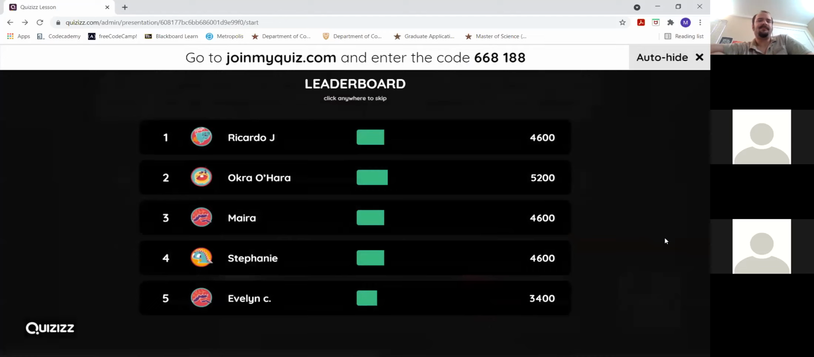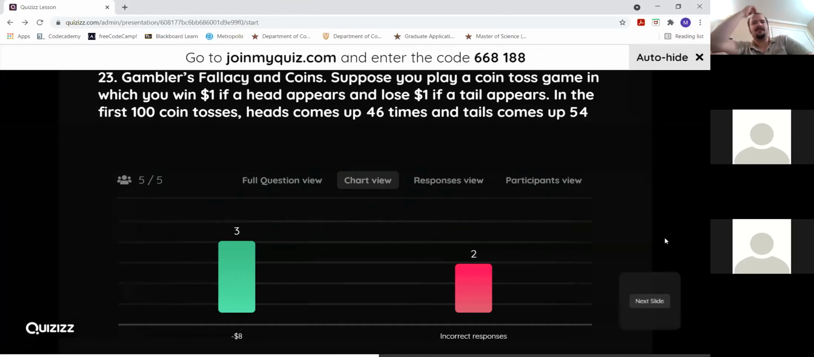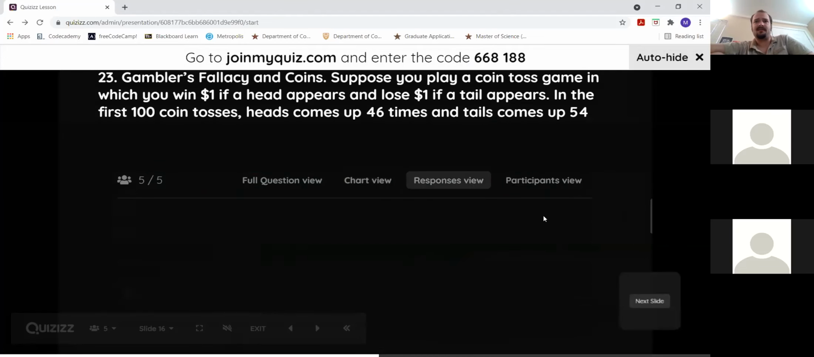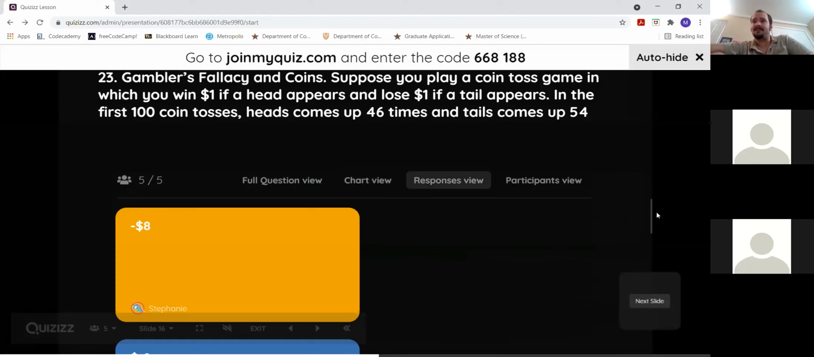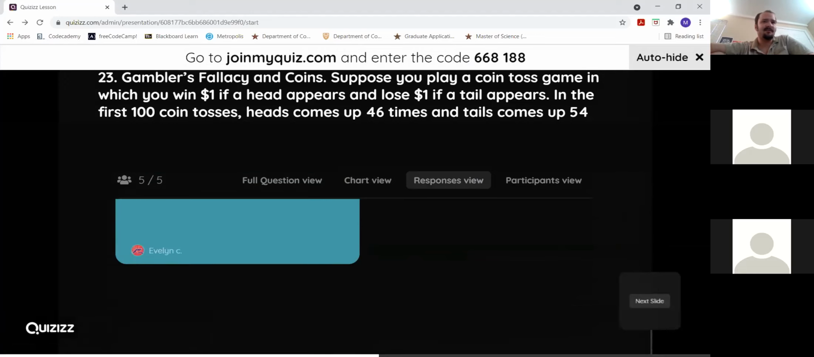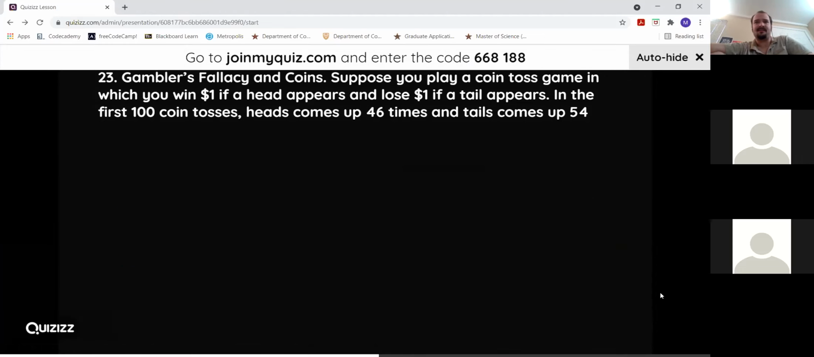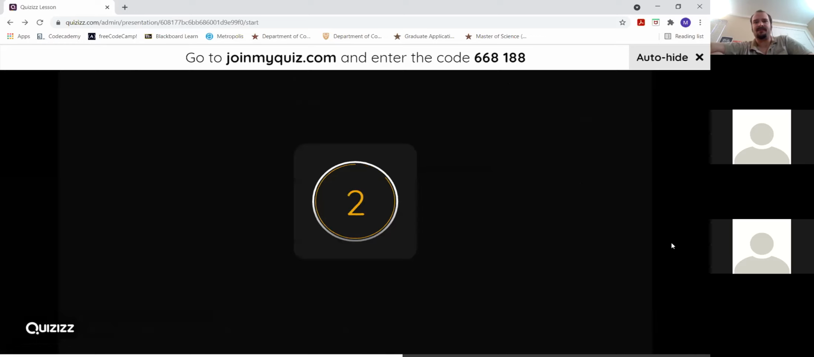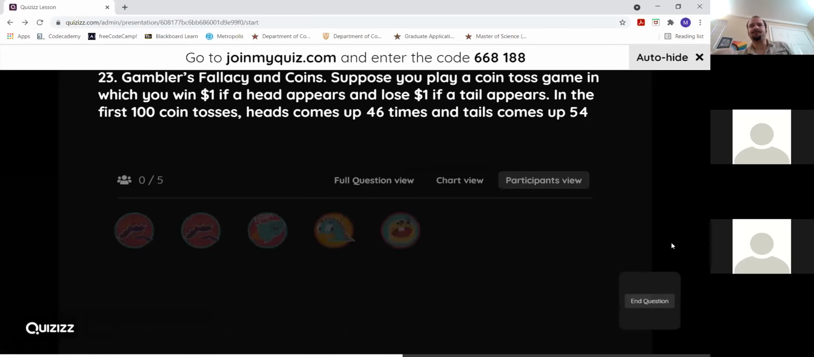So I'm getting 46. I'm losing 54. I should be losing $8. What are y'all telling me? -$8. That's right. Yeah, the negative needs to come before the dollar sign. I think maybe the -0.08 is like the expected value per game. But you did 100 games, so you'd have to multiply that by 100 and get the $8.